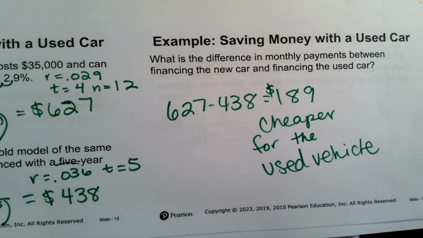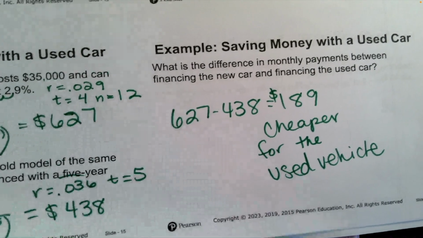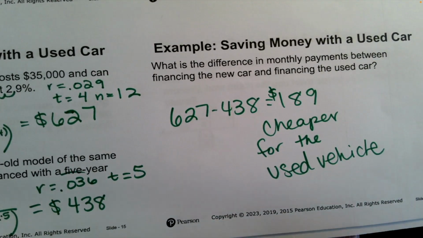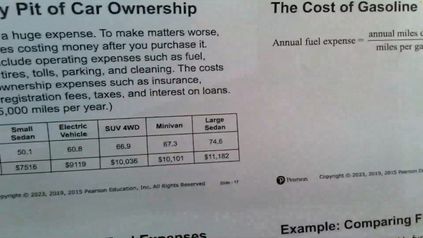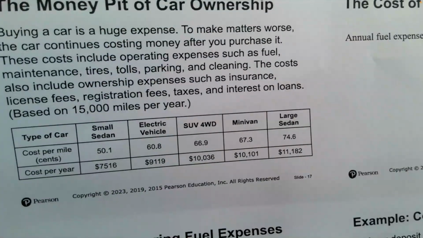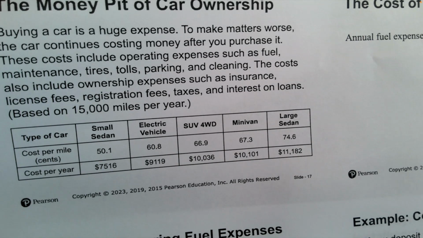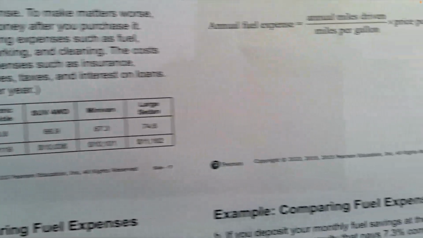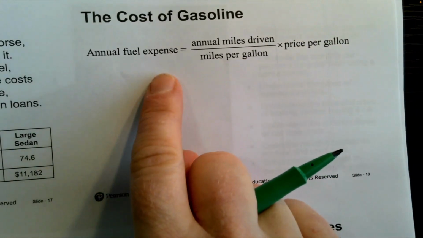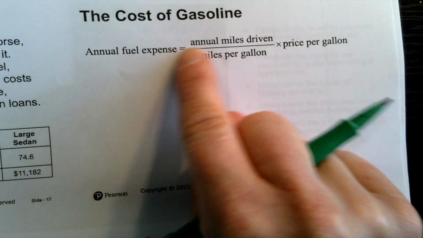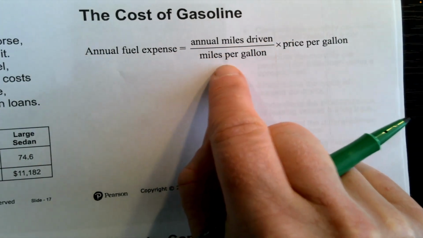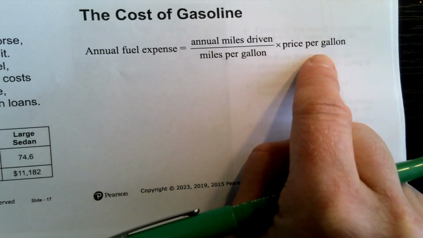So you just have to weigh the options. Is it cheaper to buy the used or not? Depending on the rate, really. Okay, money pit of owning a car. So this talks about gas prices and also expenses such as fuel and your annual fuel expense. So the way you find your annual fuel expense is you do your annual miles driven divided by miles per gallon for that particular vehicle times your price per gallon.